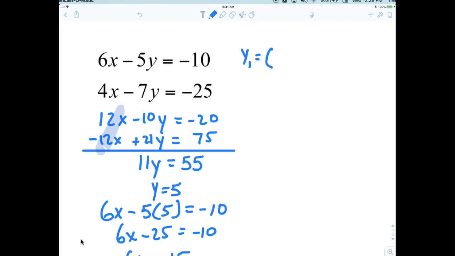So Y1 is equal to negative 10 minus 6x divided by negative 5. Miss Pliego's class, are you okay with that? I just shift everything over, solving for Y. Now Y2, again, start with open parentheses. Then it's negative 25 minus 4x divided by negative 7. Everybody okay with this? Now please go to your calculator and practice. Type that in under Y1, type it under Y2. Second, calc, 5. Enter. And then we'll have it.